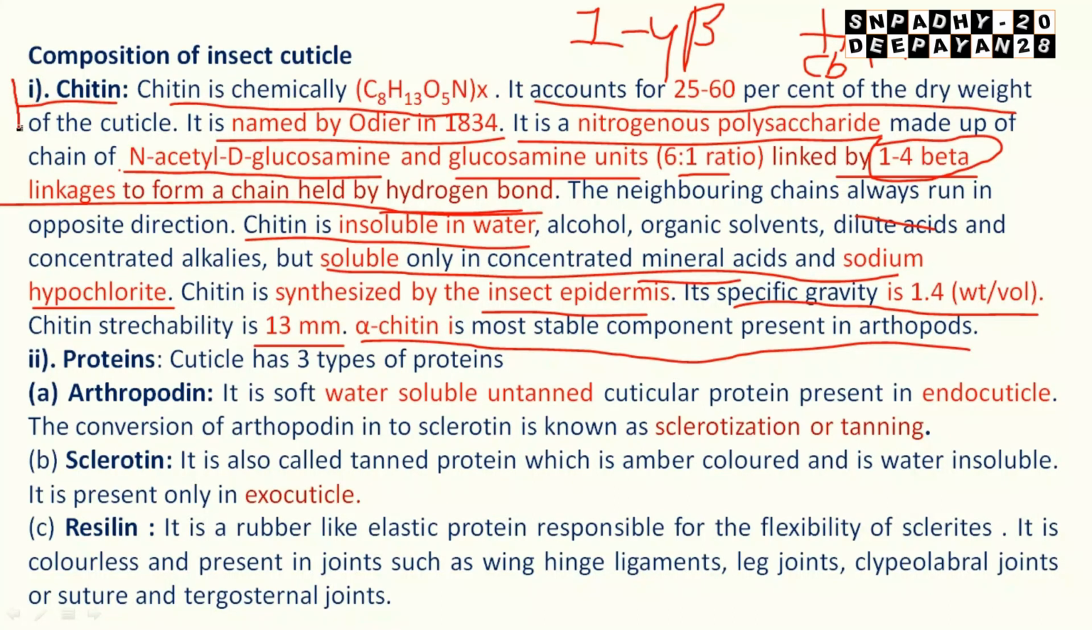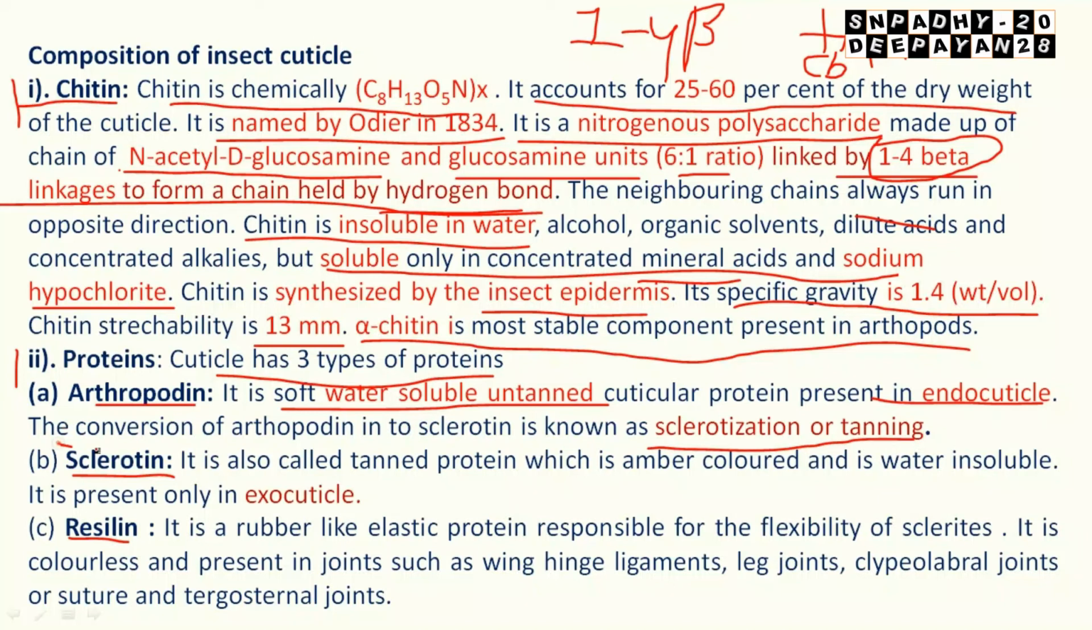So chitin is over. Then come to proteins. Cuticle has three types of protein: one is arthropodin, one is sclerotin, one is resilin. Arthropodin is a soft, water-soluble protein, important, present in endocuticle. Here one step is there, you see, sclerotization or tanning.